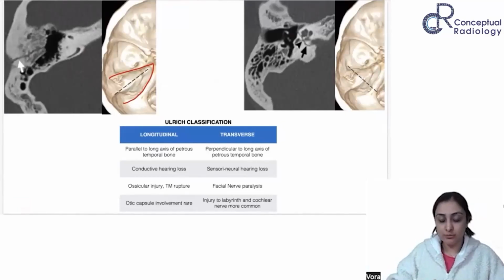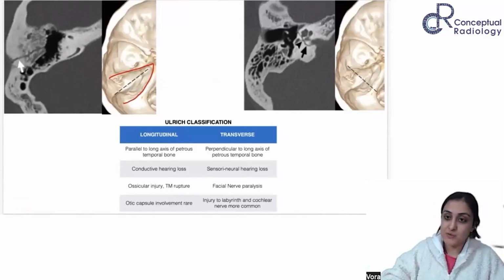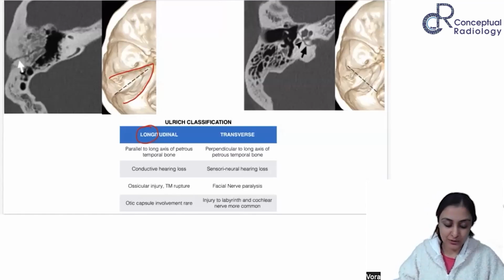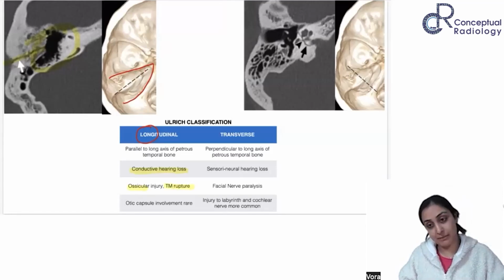Coming back to temporal bone fracture, when you see the petrous bone apex, and if you see the fracture line going along it, you remember the word along, and that is a longitudinal fracture. So this is along, and this is a longitudinal fracture. It is parallel, and you can also see that this reaches the middle ear. The one filled with air is the tympanic part of the temporal bone, and it reaches there. So this is the one associated more with middle ear trauma: conductive hearing loss, ossicular injury, tympanic membrane rupture.